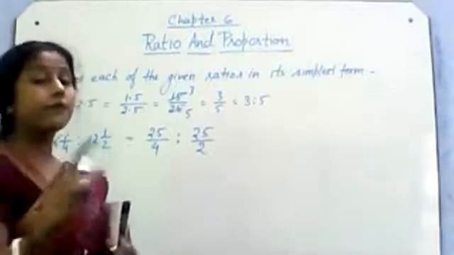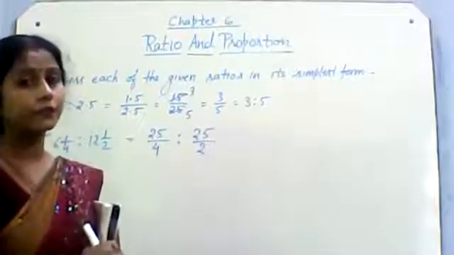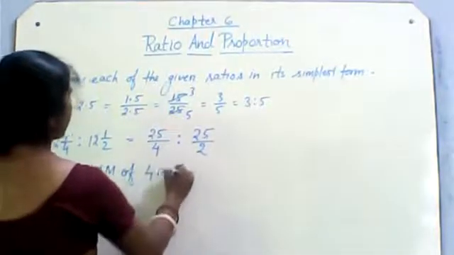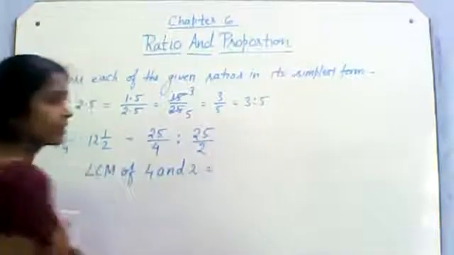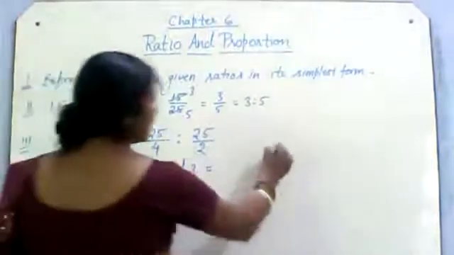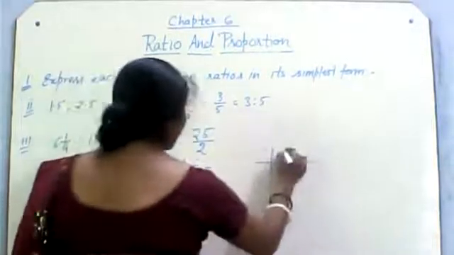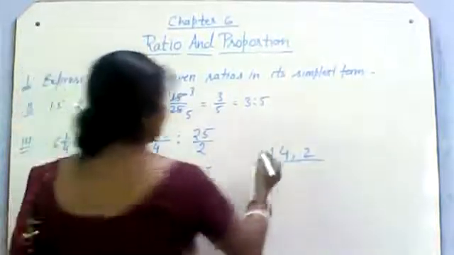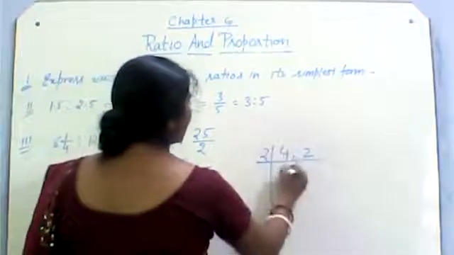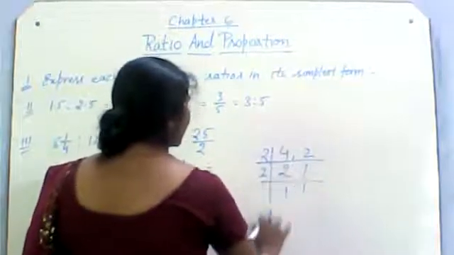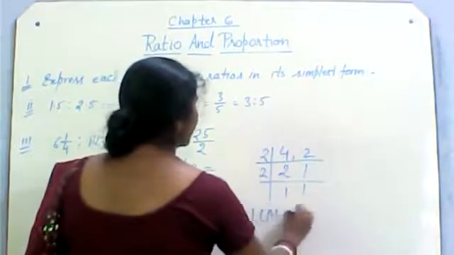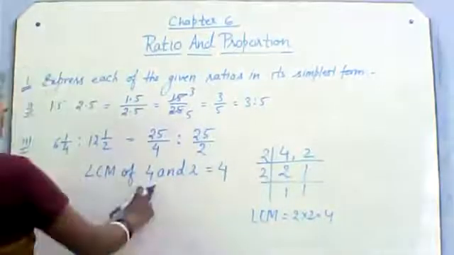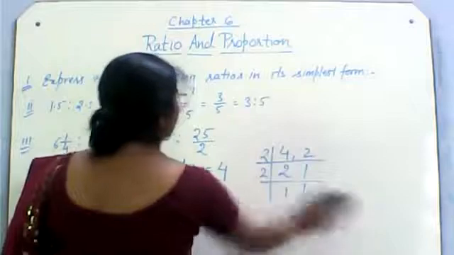Now see the denominators 4 and 2. So you have to find out the LCM of 4 and 2. That you know. What is LCM? LCM of 4 and 2 equals what? If you don't know how to find LCM, I am repeating it here again. You studied it in class 4. So 2 2 1 2 1 1, so LCM equals 2 into 2 equals 4. Understood? So what is the LCM of 4 and 2? 4.